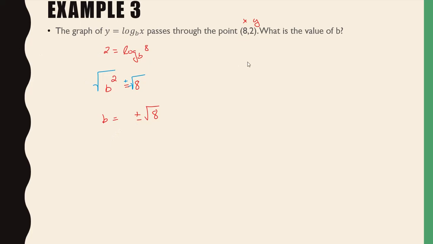The problem is we have a rule of logarithms that says the base must be greater than 1. So therefore, our base must be equal to the positive square root of 8 due to this rule. Now we're almost done. We should simplify this as much as possible. So we can divide this by 4. So I get square root of 4 times square root of 2. And therefore, I get my answer as 2 square root 2 as my base.